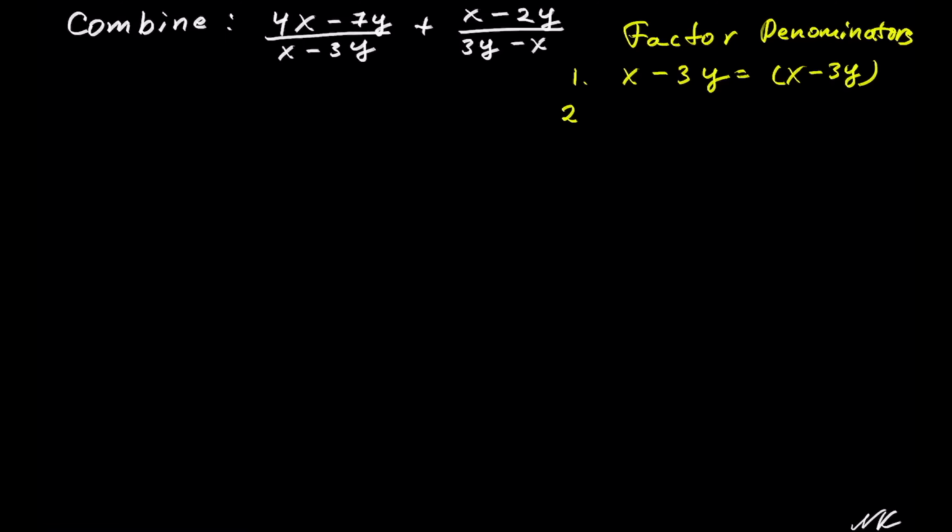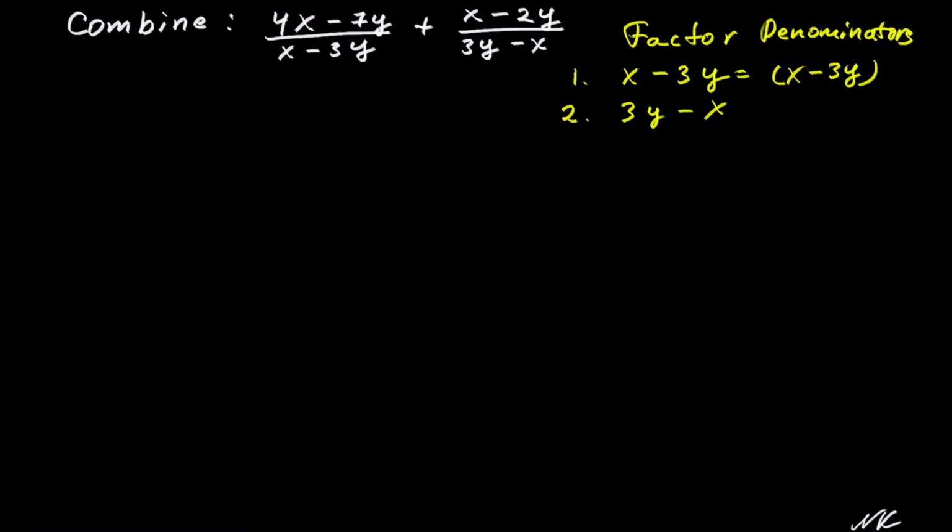The second denominator is 3y minus x. Notice how we have the same variables with the same coefficients but in a different order. So I'm going to rewrite it so that x and y are in the same position as in the first denominator. This will get us a little closer to the common denominator.